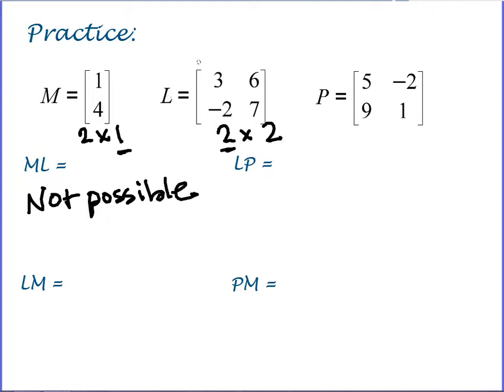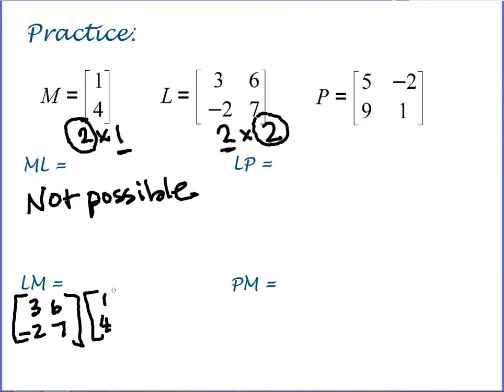However, if I go the other direction, L times M, now I'm multiplying a 2 by 2 to a 2 by 1. So the number of columns in the first does match the number of rows in the second, and that's okay. So in matrix multiplication, order does matter. It is not commutative. So then I can multiply. I'm going to take 3, 6, -2, and 7 and combine it with the matrix 1, 4.